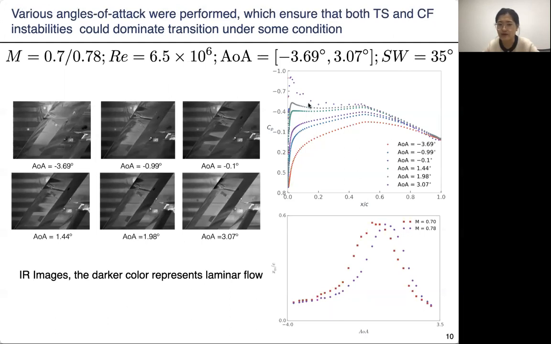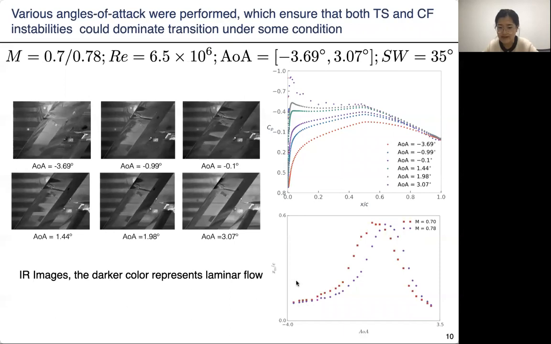As the angle of attack increases and there exists the positive pressure gradient, then the Tollmien-Schlichting instability begins to dominate the transition. And as the angle of attack increases again, the Tollmien-Schlichting instabilities are stronger, and then the transition location moves upstream again. And the infrared images show the change. And here for this figure, we show the Mach number effect.